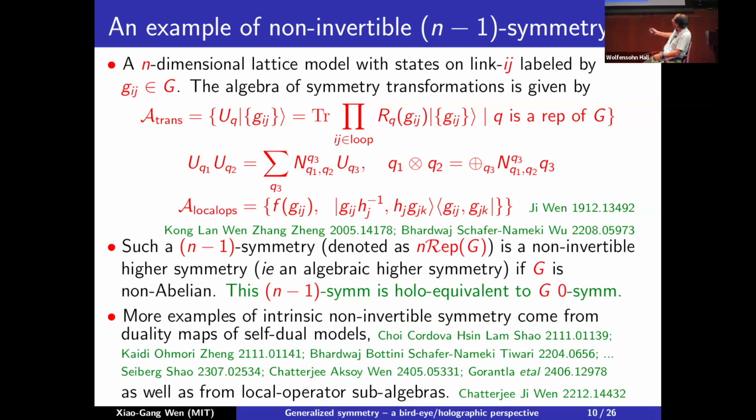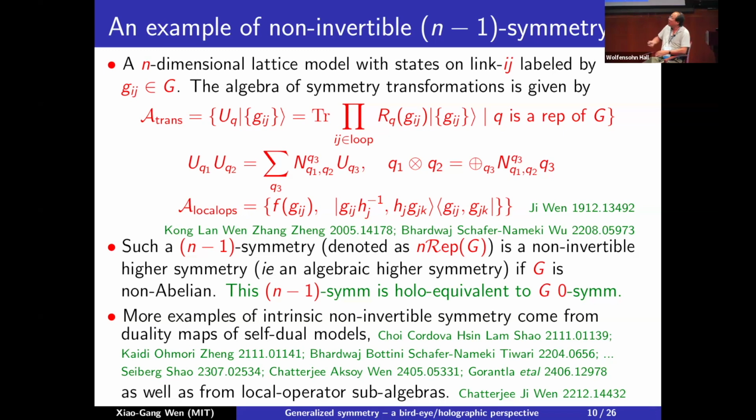But for non-abelian groups, you may get some kind of N_{ijk}, or N_{Q1,Q2,Q3}, which comes from the decomposition of representations. This Q representation has this kind of tensor product decomposition. And this coefficient N_{Q1,Q2,Q3} would appear in the algebra of this Wilson loop operator. So that is just an example of this non-invertible symmetry.